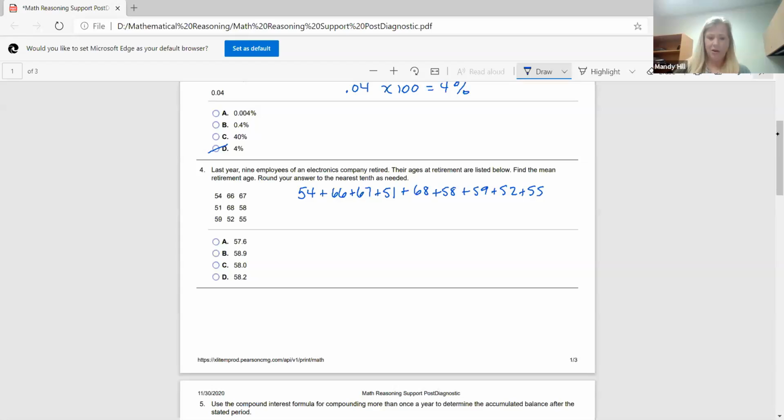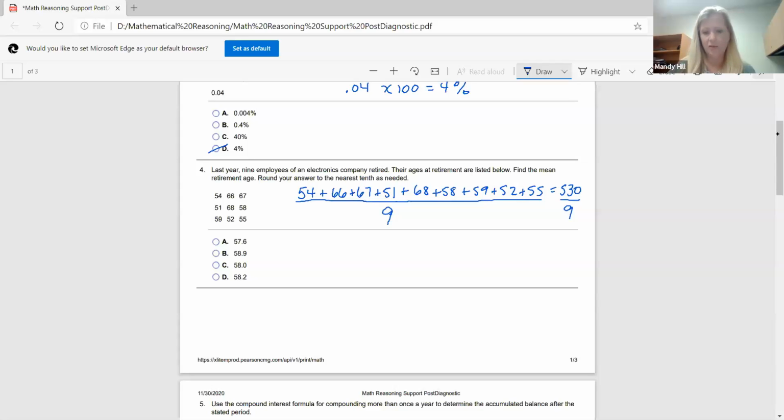So first step is to add all these numbers up. So 54 plus 66 plus 67 plus 51 plus 68 plus 58 plus 59 plus 52 plus 55. Okay, and that comes out to be 530. Now I'm going to eyeball what I added in just to check and make sure that everything looks good. Sometimes I even type it in again to make sure that I get the same answer twice. But this does look good. So we need to do all of those divided by how many there are. And there are 9 scores, so we want to divide by 9.